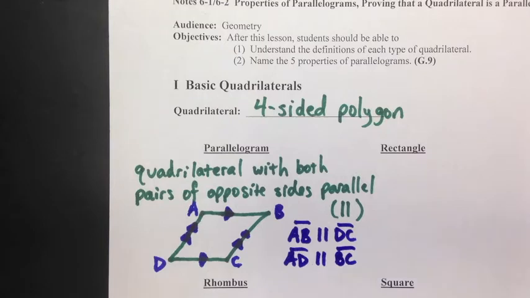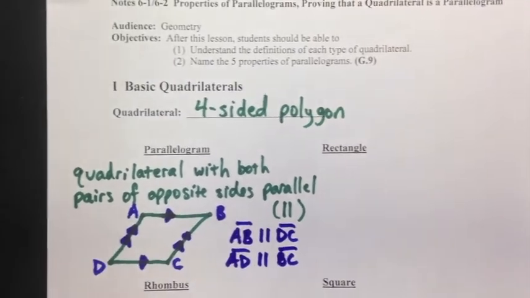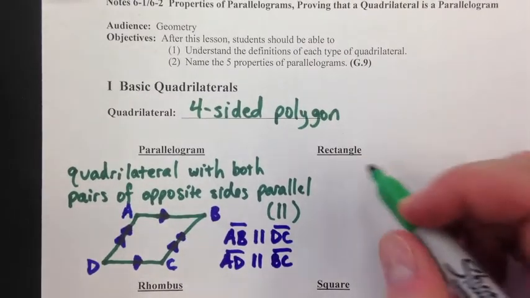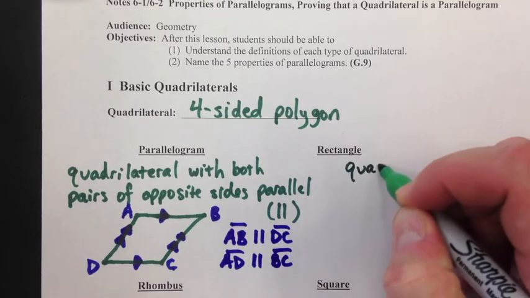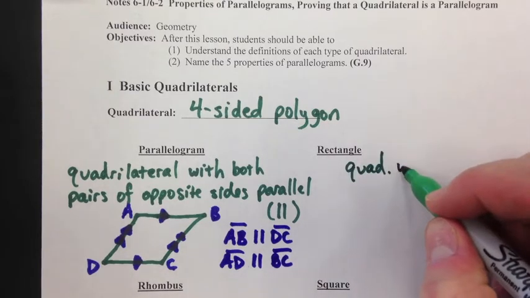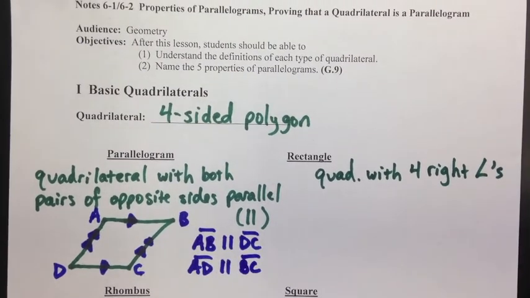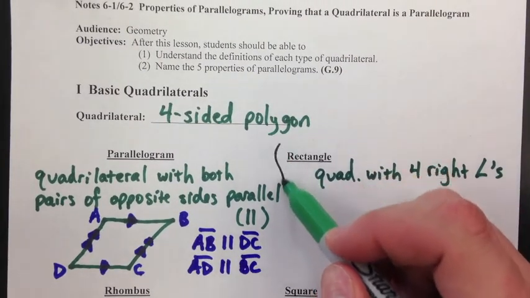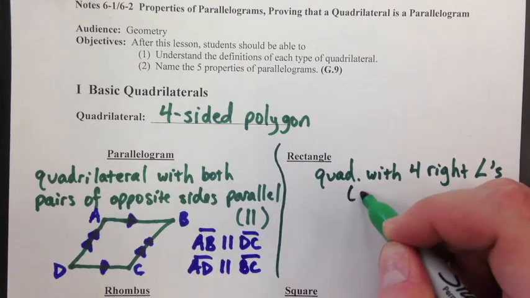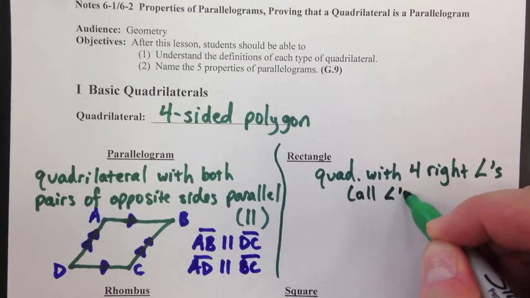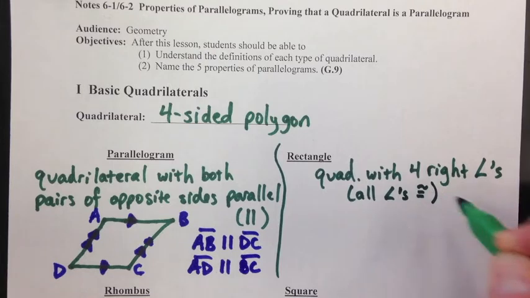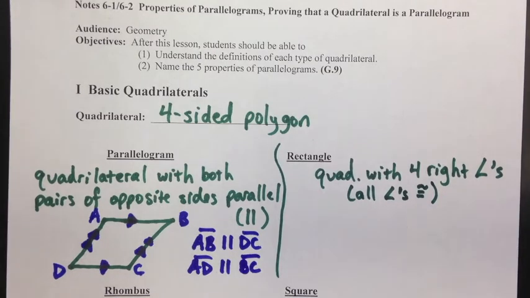All right, now a rectangle, let's move over here. A rectangle, I'm going to say quadrilateral, with four right angles. A quadrilateral with four right angles. That's the definition. In other words, we could also say all angles congruent. It's equiangular.